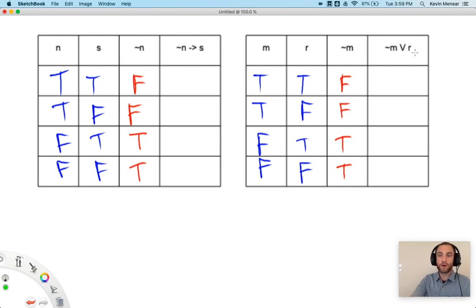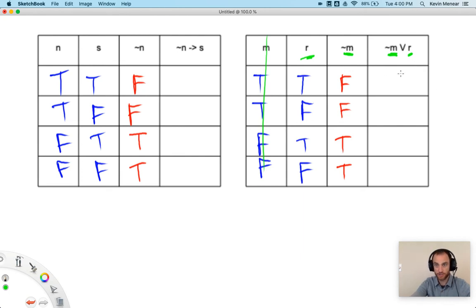So the way that "or" works is as long as one of the propositions is true, then the "or" expression is true. So if not M, now be careful. I don't care about M anymore. I just care about not M. I'm not evaluating the truth of M. I'm evaluating the truth of not M in this expression. I'm also evaluating the truth of R. So if either one of these is true, then this expression is true.